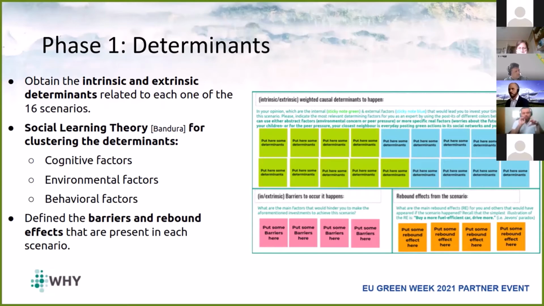And we are also going to ask for 2 new boxes. We are going to try to define the barriers, I mean, the barriers that could hinder the transition. And we are also going to ask for rebound effects that could appear in this scenario.